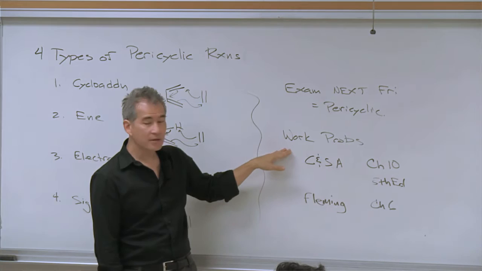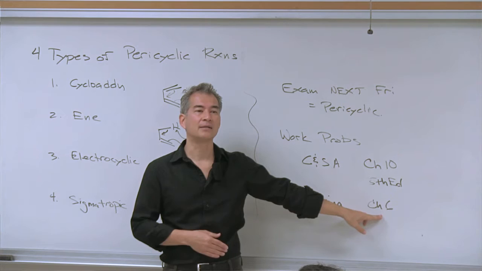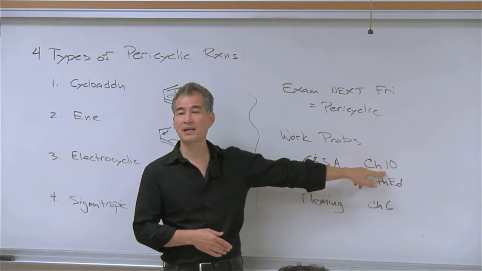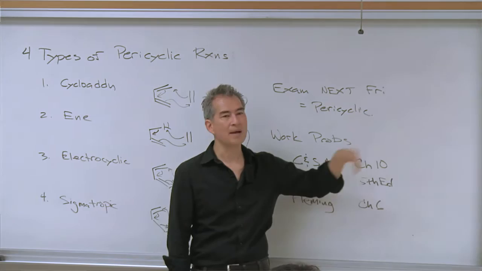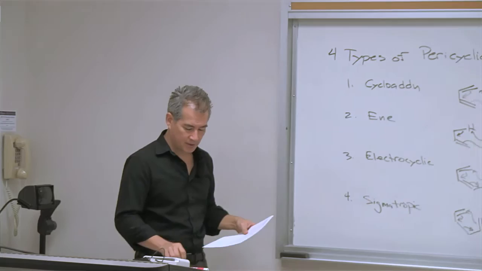And let me encourage you to work problems, not just the problems on the problem set. There's two books that are useful for this class. This Fleming book, chapter 6 is all pericyclic reactions, and there's bunches of problems in the back. Carey and Sundberg, part A. In the 5th edition, chapter 10 is all pericyclic reactions, and the end of the chapter is full of problems. The 4th edition is online. Chapter 11 in the 4th edition is pericyclic reactions. So work those problems. Work as many problems as you can get your hands on, not just the problems on the problem set.